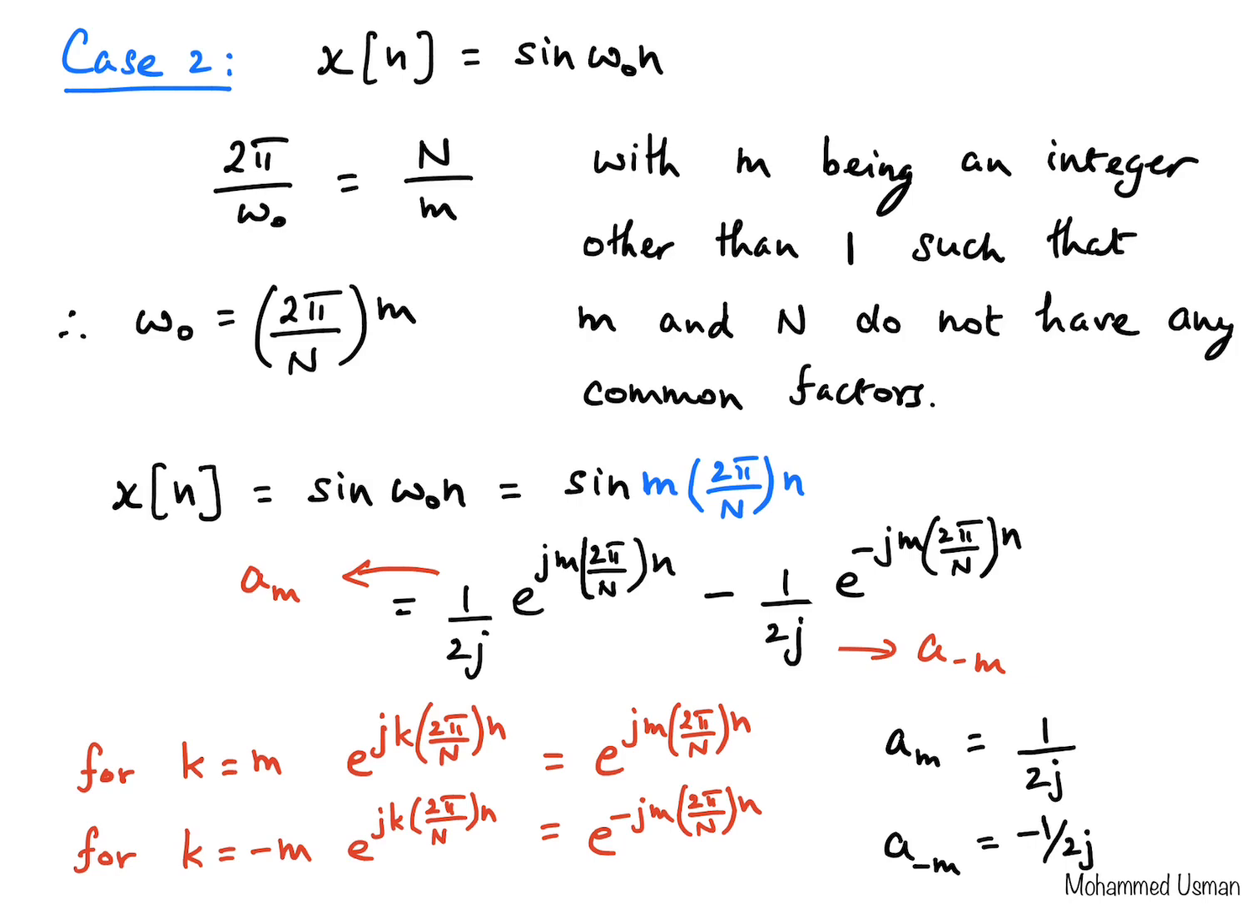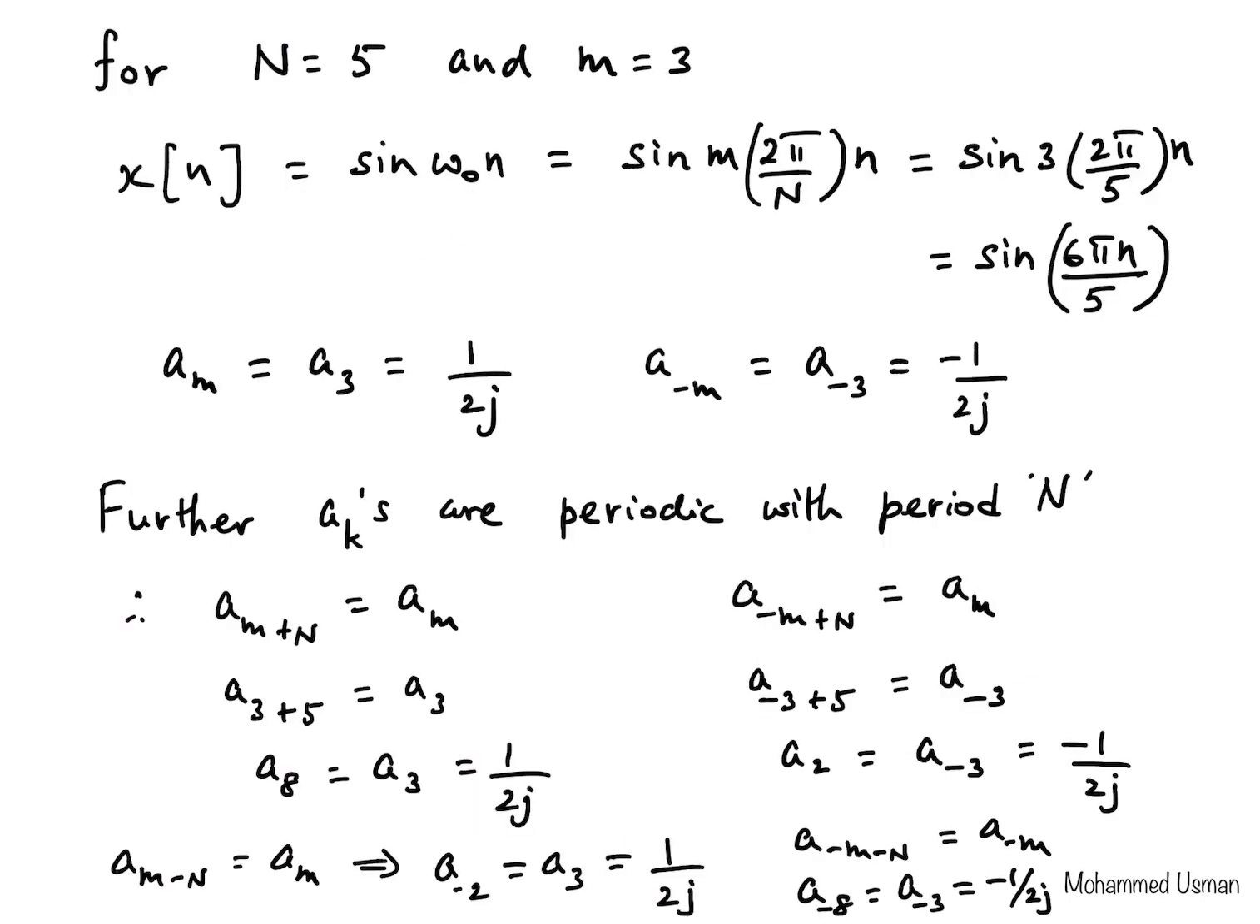So let us now assign some values for the period n as well as for this parameter m. So we'll choose the period n as 5 as before, and now we'll choose the value of small m to be equal to 3. Previously we had chosen this as 1. In that case our signal sine omega naught n, which is sine m 2 pi by n times n, with capital N as 5 and small m as 3, we substitute and we get sine 6 pi n by 5 as our sequence x of n.